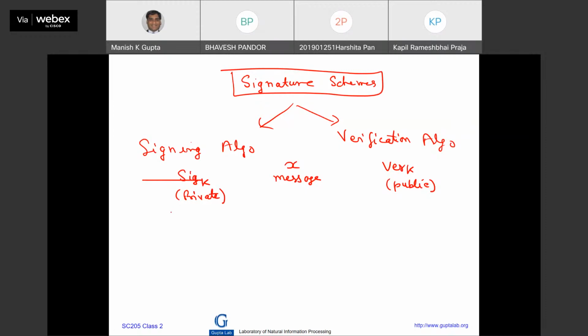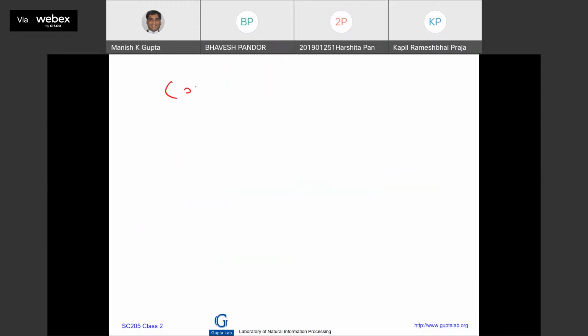Now, the signing algorithm depends on a private key, call it K. That's why it is SIG_K. Given a pair x comma y, x is your message and y is the signature on x. So y is the signature on x, obtained using the signing algorithm. So we are signing, and then comes our verification algorithm.